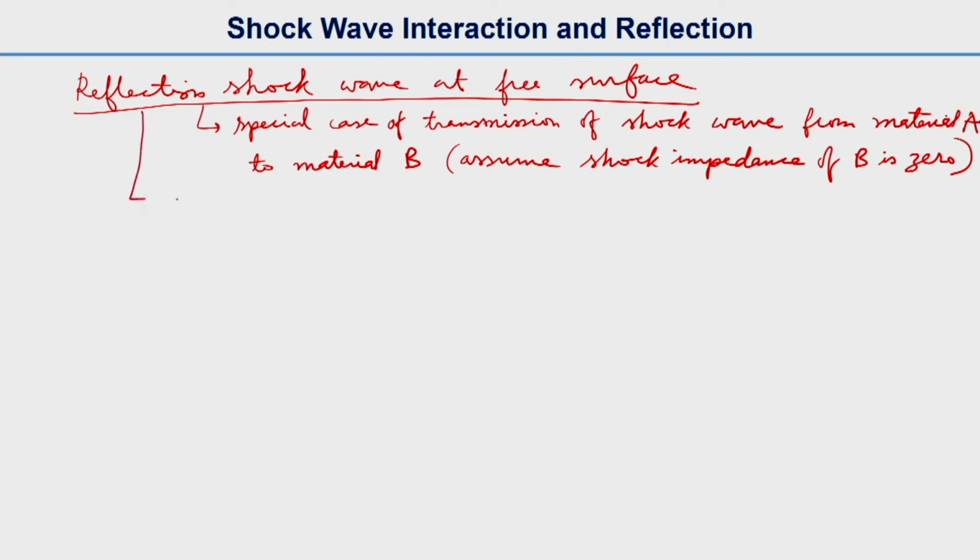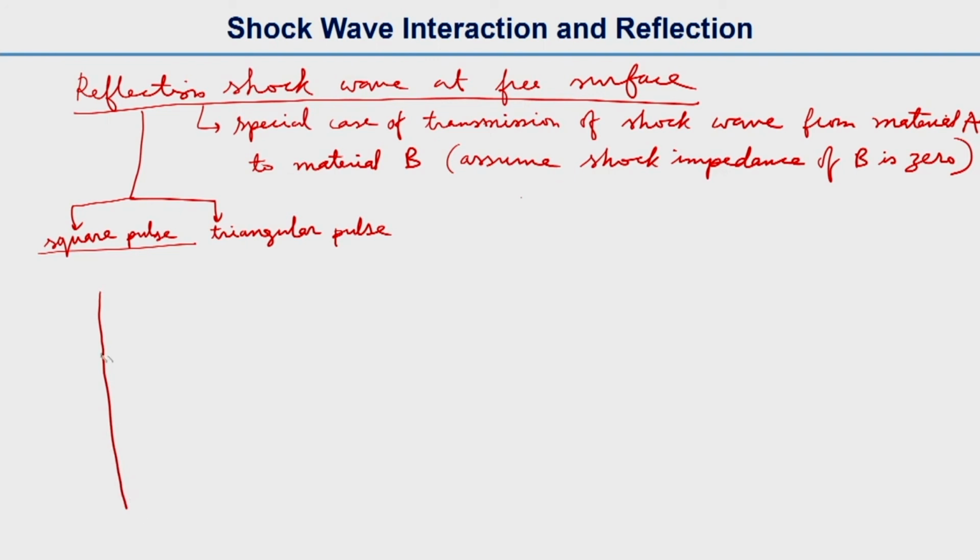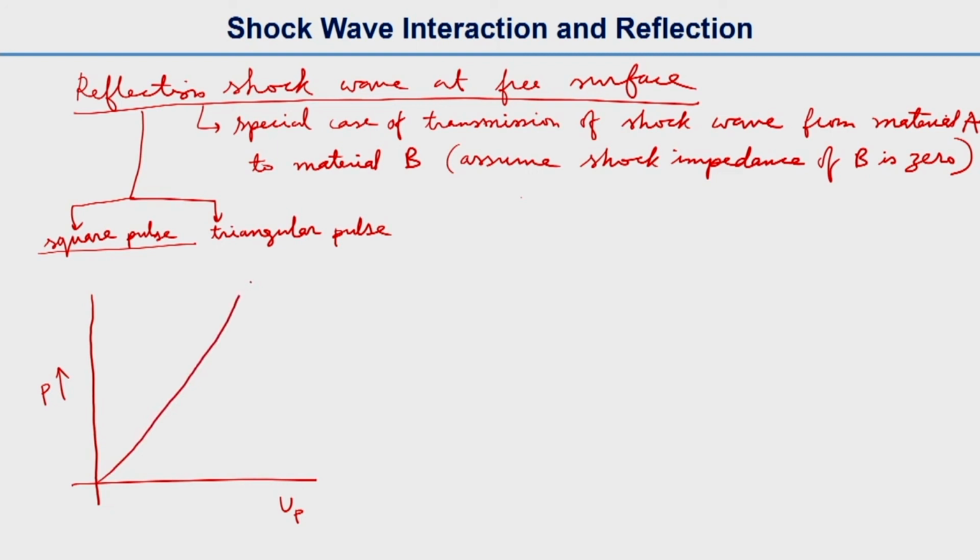So in this reflection of shock wave, we can consider two cases. First case is a square pulse, and second case is a triangular pulse. We will first talk about the square pulse. To understand this reflection of shockwave at a free surface, we can draw a P-UP diagram, and we have this curve for material A, and the curve for material B is the horizontal line, which is exactly the x-axis.